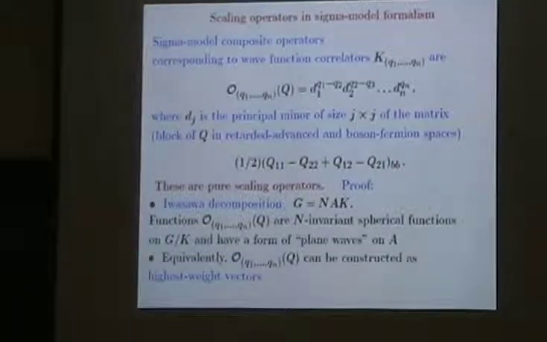Now, what's the definition? So D_j is the principal minor of size j of the Q matrix? Of the Q matrix, yeah. Well, still one should do some massage with the Q matrix. One should take a sort of block of this Q matrix. One should take the boson block and, in the retarded-advanced decomposition, make some combination. So this is more or less some block.